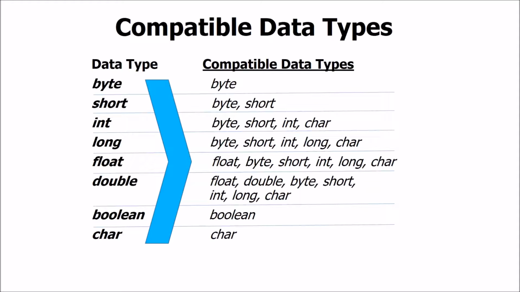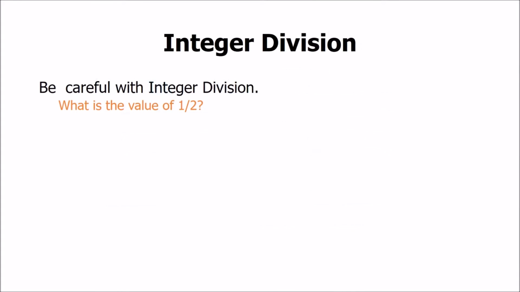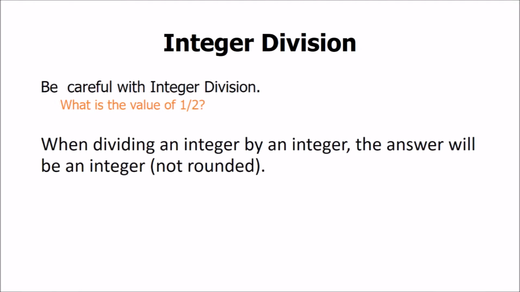So let's turn now to integer division, now that we've looked into that conversion issue. What is the value of 1 divided by 2? Now naturally you're going to think, well, it's 0.5. But remember, this is an integer. There is no decimal point in an integer. So this is what the truncation issue is. The answer is not going to be 0.5. It's going to be 0, because it's going to truncate that 0.5.